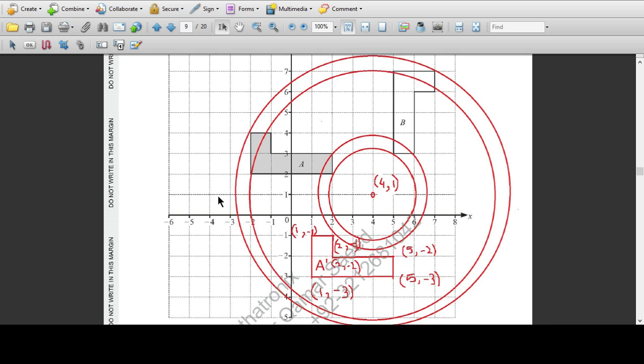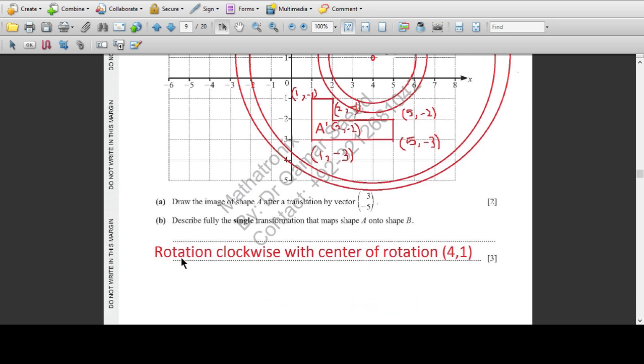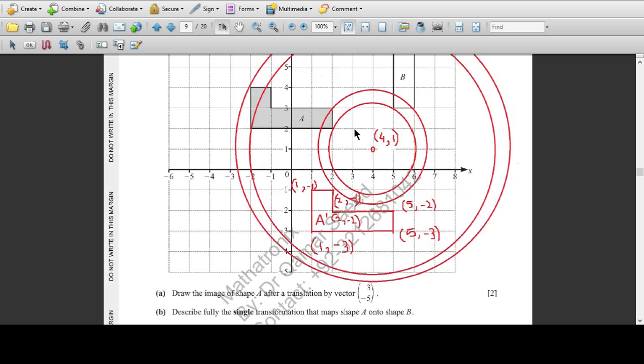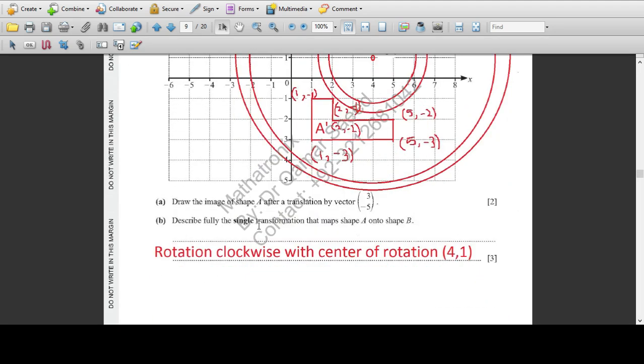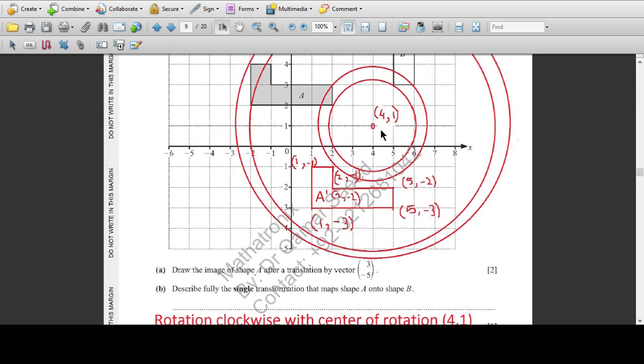So what I have drawn here are circles with a common center, these are concentric circles. All the circles are concentric, and we are just matching vertex to vertex. So this is a simple clockwise rotation with center of rotation 4, 1. So we will obtain the desired result in a single transformation, mapping shape A onto shape B. This is not an easy one. This is difficult.